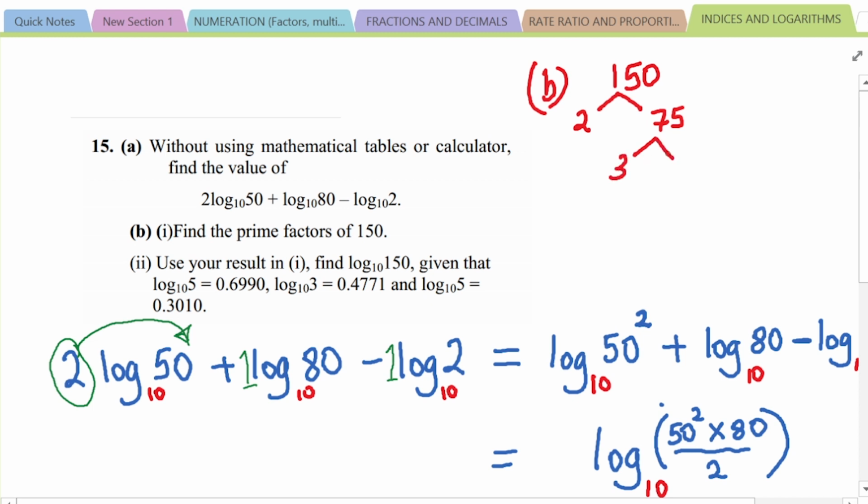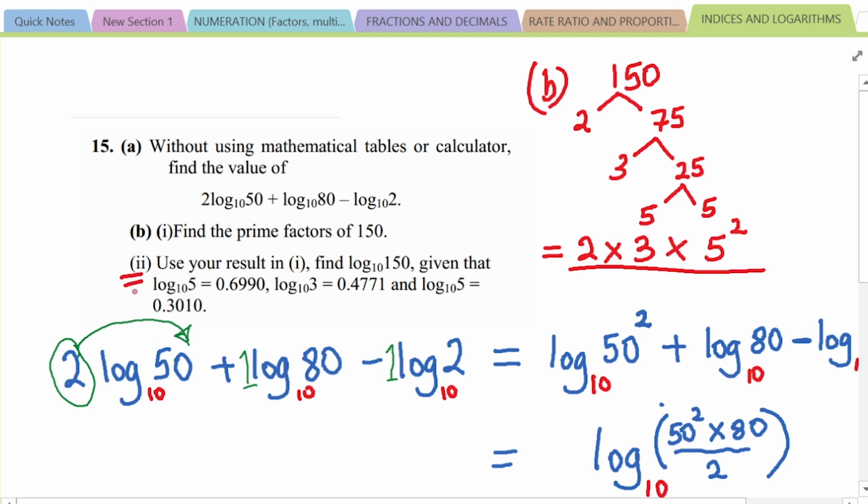Divide that by 3. What do you end up with? 25. Divide that by 5. I'll end up with 5. So it means that the prime factors here are 2 times 3 times 5 squared, like that. Those are, you've expressed 150 as a product of its factors. So that's part B.